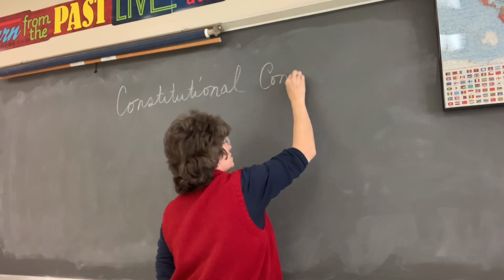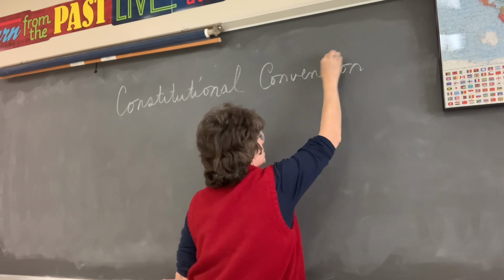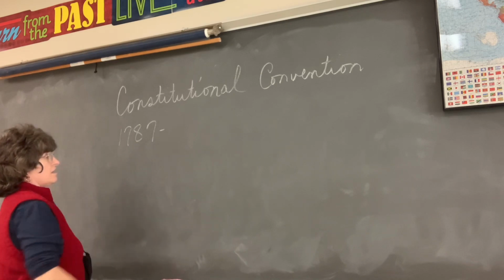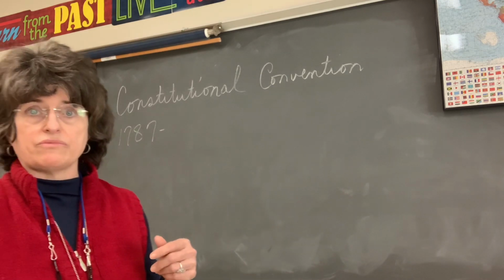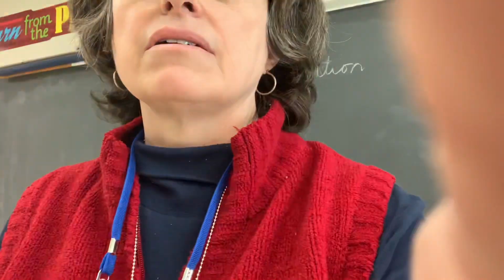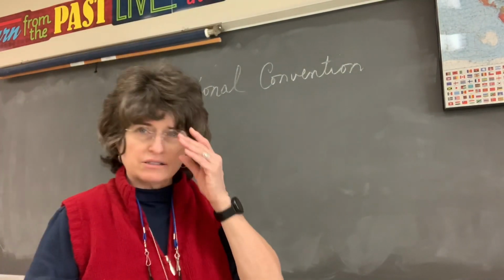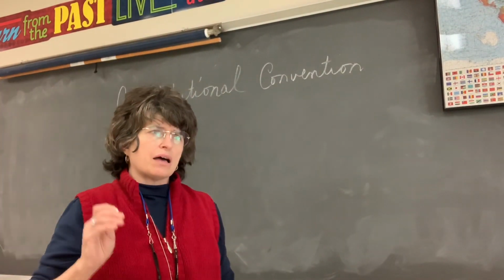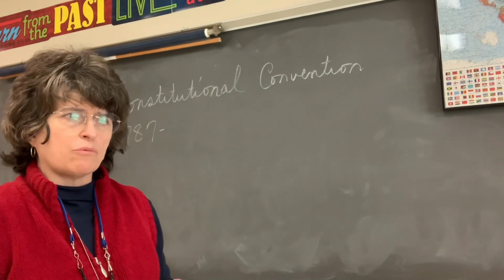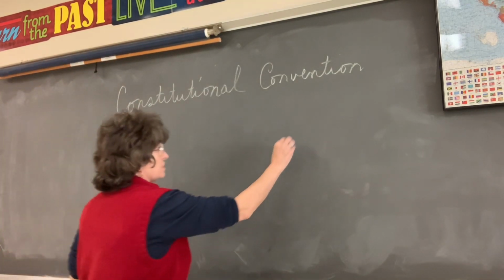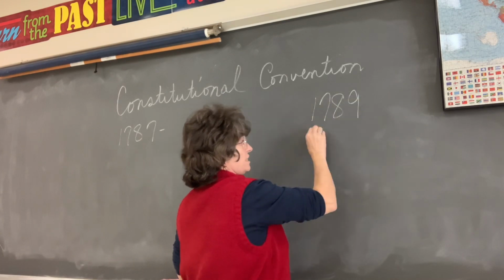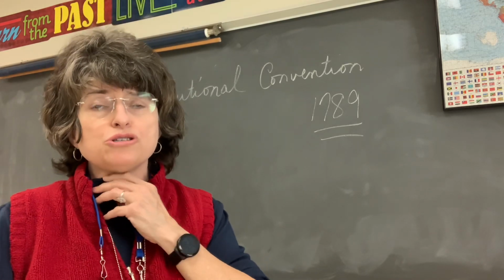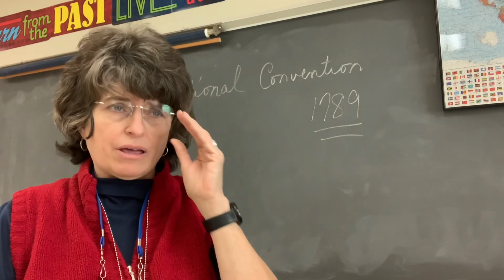Constitutional Convention, 1787. Now, even though they met in 1787, where is that? The Constitutional Convention was in 1787, but the Constitution is not going to be fully enacted or ratified or put into place until 1789. And so there's a 2 year difference here, and there's a reason for that.